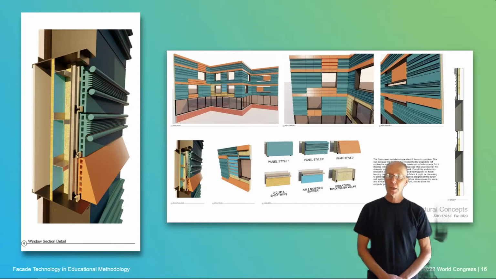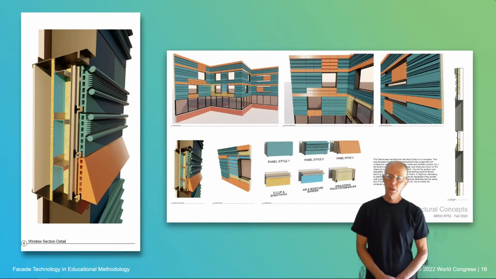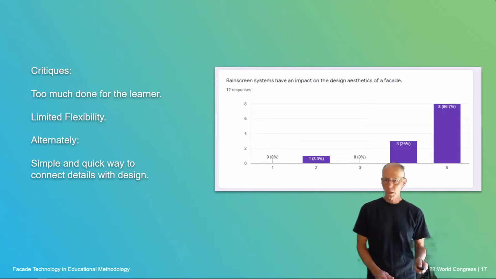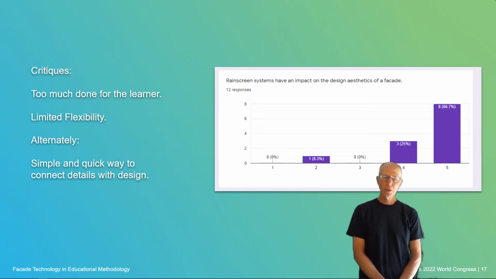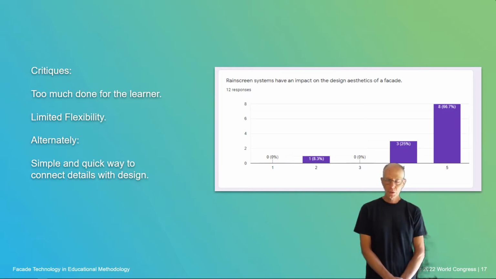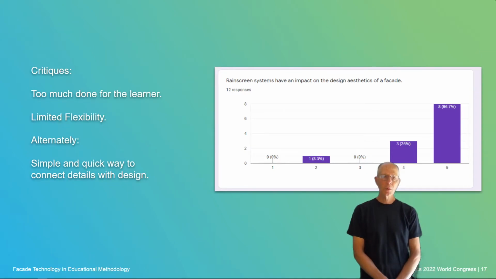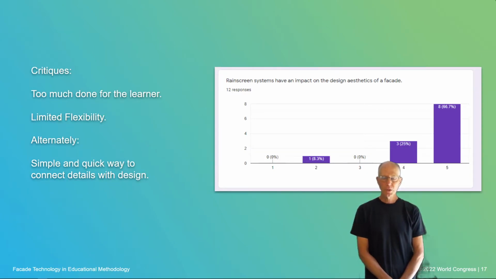So there was a level of engagement in the creation of the shape of the tiles, use of color, and so forth. And then the idea of putting it together into a descriptive presentation that we're looking at. We critiqued the students, or queried the students, about what they thought about this. And the question was, rain screens have an impact on the design aesthetic of the facade. And we got a real high correlation, which was what I was hoping for, and maybe it was a leading question, that this was an important concept.